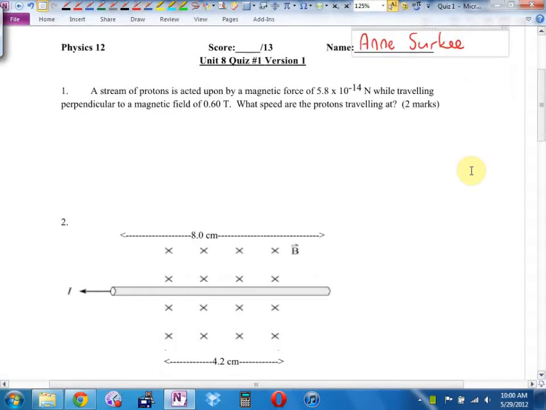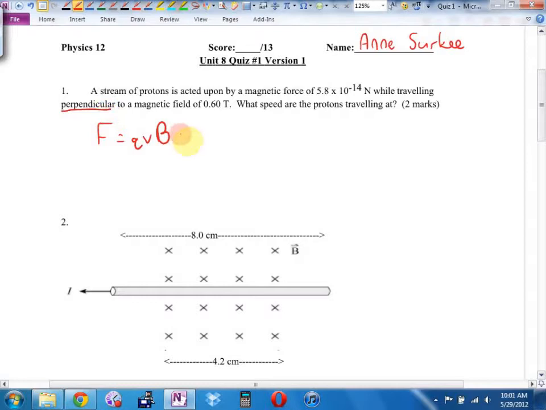A stream of protons is acted upon by a magnetic force of 5.8 times 10 to the negative 14 newtons, while traveling perpendicular to a magnetic field. What speed are the protons traveling at? If we're talking about forces, we either have the force on a wire, which is not what this question is talking about, or we have the magnetic force on a charge. Now, they do have to be perpendicular.